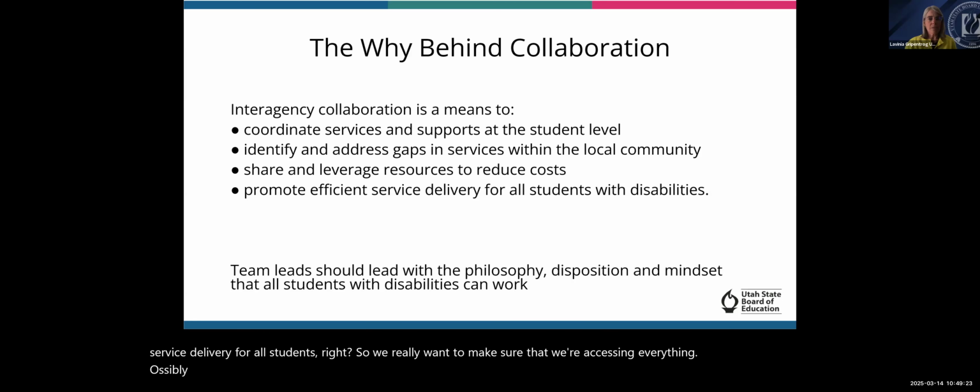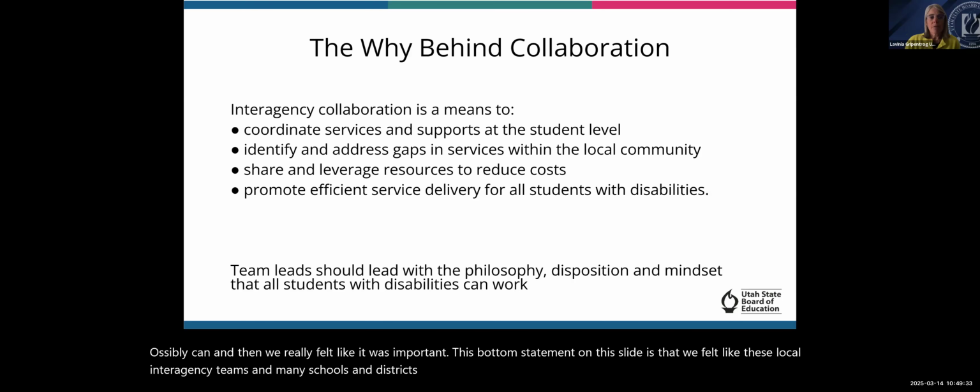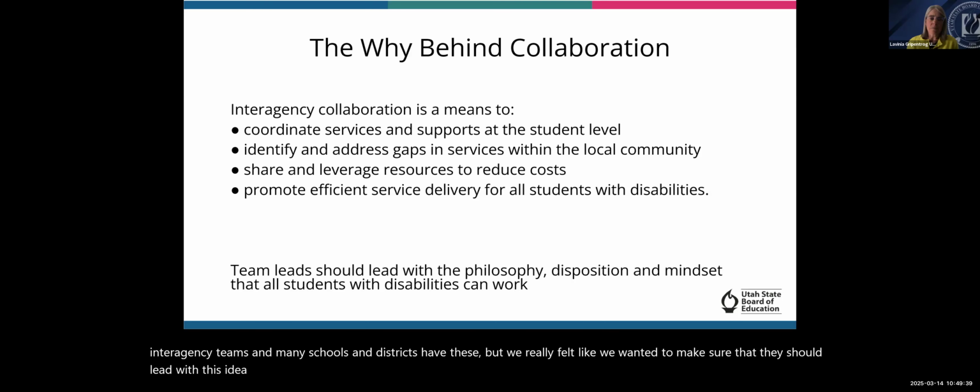And then we really felt like it was important, this bottom statement on this slide, that we felt like these local interagency teams, and many schools and districts have these, but we really felt like we wanted to make sure that they should lead with this idea and philosophy and disposition and mindset that all students with disabilities can work.